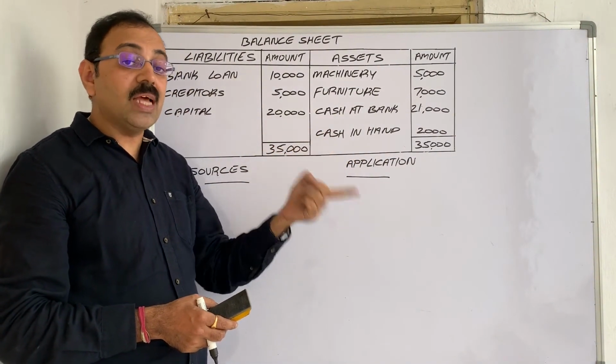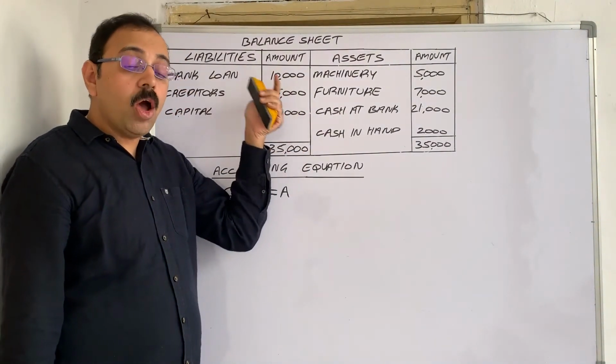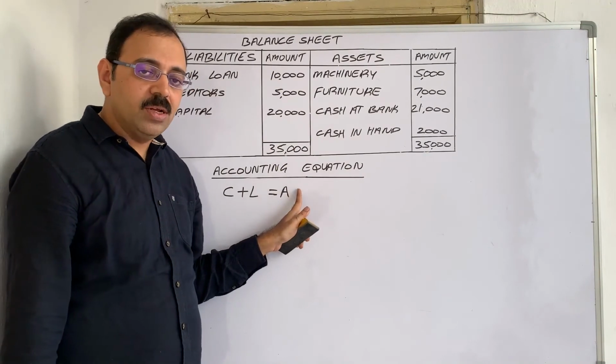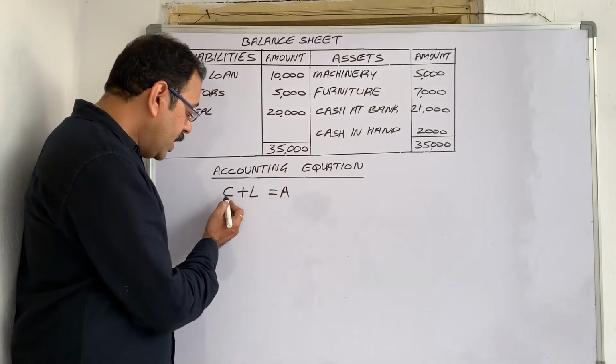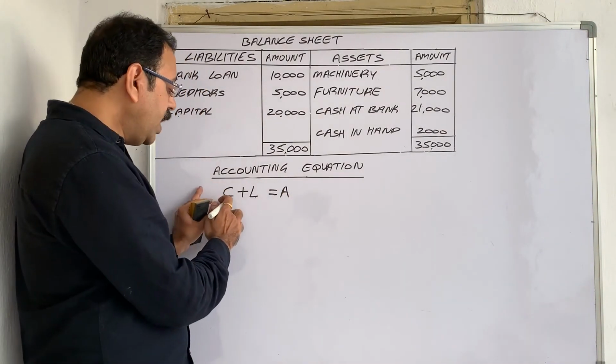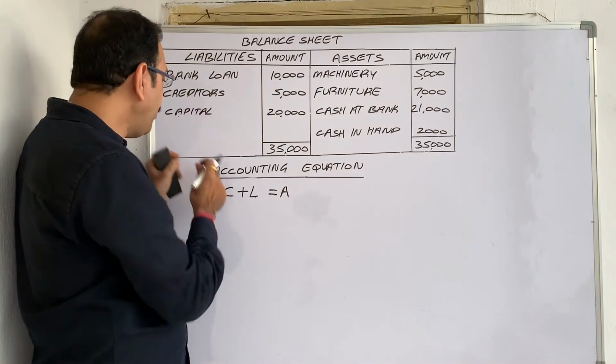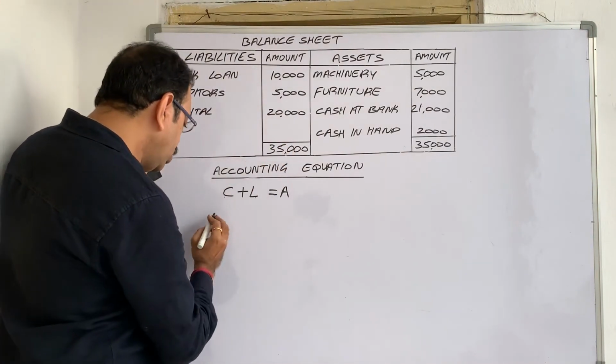For this question there is another reason also. Balance sheet is nothing but an elaboration of the accounting equation. What is the accounting equation? Capital plus liability is equal to asset. Capital and liability both we are recording on the left side. Capital amount is how much? 20,000 rupees.